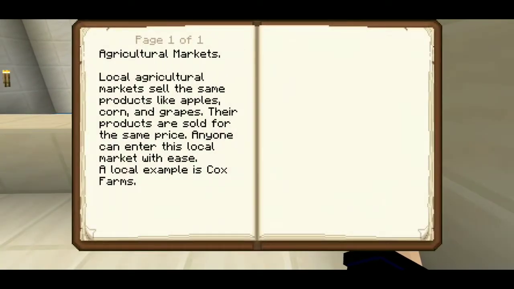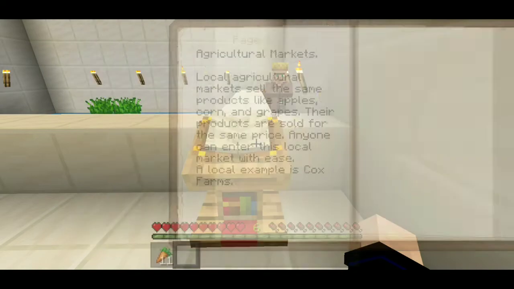Again, agricultural markets. Local agricultural markets sell the same products like apples, corn, and grapes. Their products are sold for the same price. Anyone can enter this local market with ease, and the local example is Tox Farms.